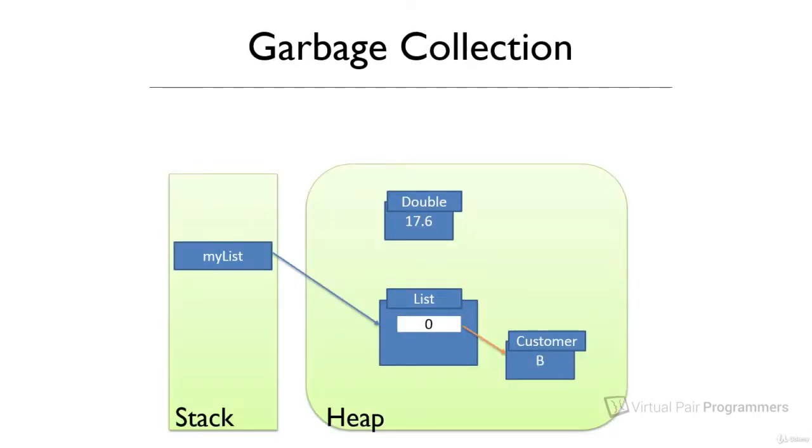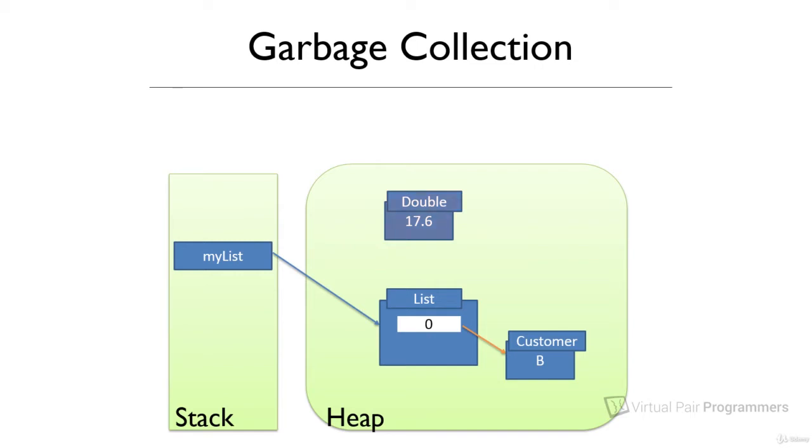We've had an application running which has created some objects on the heap. There's a list called myList and there's a double. Now the variable storing the double value is no longer on the stack. We've exited the code block where this variable was declared, so it has been popped off the stack. Because of this, the double object is now not reachable from any local variable on the stack.